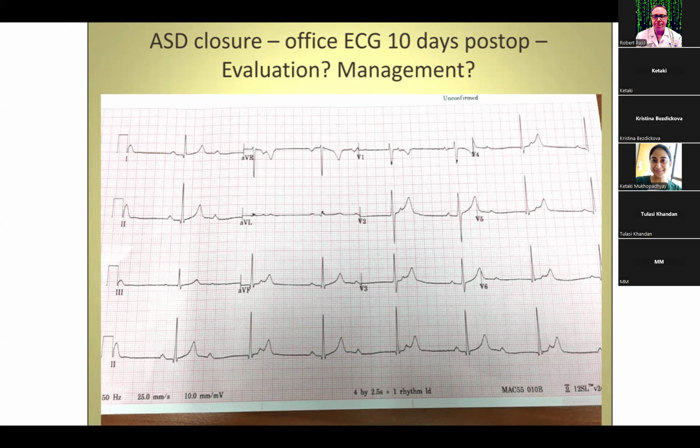Now, you could potentially take the device out in the cardiac cath lab, but since the patient has a large ASD and you're going to have to close it anyway, I would just as soon have a surgeon take it out, which would be very easy for a surgeon to do, and then just close the defect on the way out.